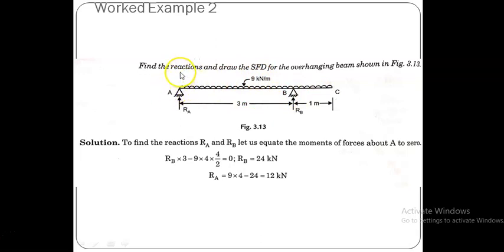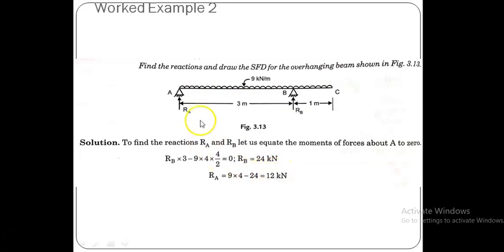So we are writing the moment equation with respect to A, and this 9 into 4, 36 kilonewton at the center, with respect to A is acting clockwise, and therefore I put the sign minus. 9 into 4 is a concentrated force acting at 2 meter from the left support, therefore into 4 by 2. So now we obtain RB is equal to 24 kilonewton.